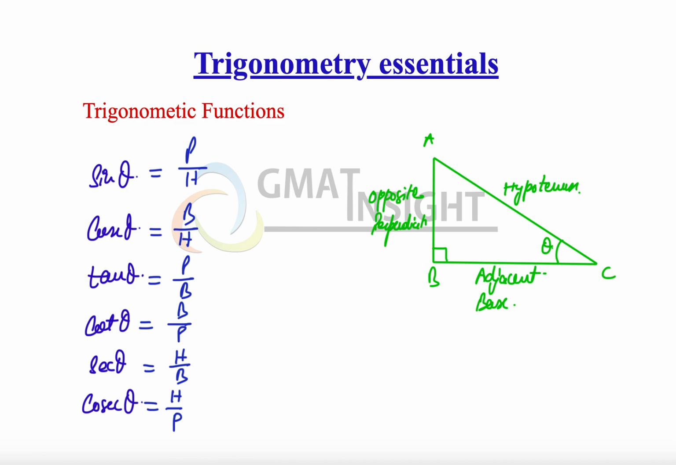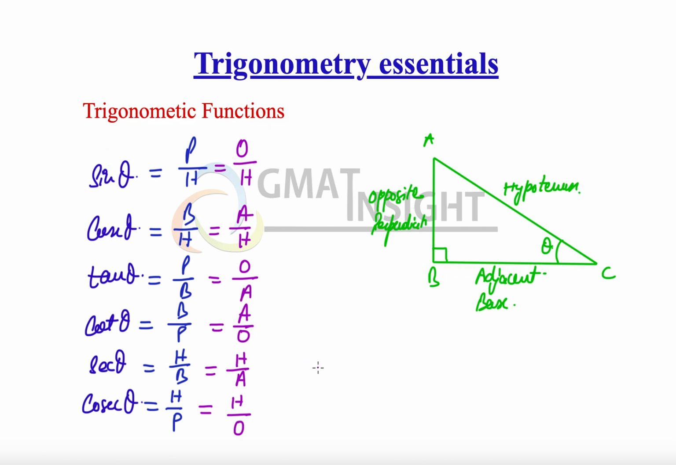In the other terminology, if we were to write them, we can write perpendicular as opposite, so we can say opposite over hypotenuse, we can say adjacent over hypotenuse, and the perpendicular over base can also be written as opposite over adjacent. Now cot theta is the reciprocal, so it becomes adjacent over opposite, and sec theta is the reciprocal of cos theta, which is hypotenuse over adjacent, and the cosec theta is the reciprocal of sine theta, which is hypotenuse over opposite. Now, this is how we can relate these trigonometrical functions with the sides.